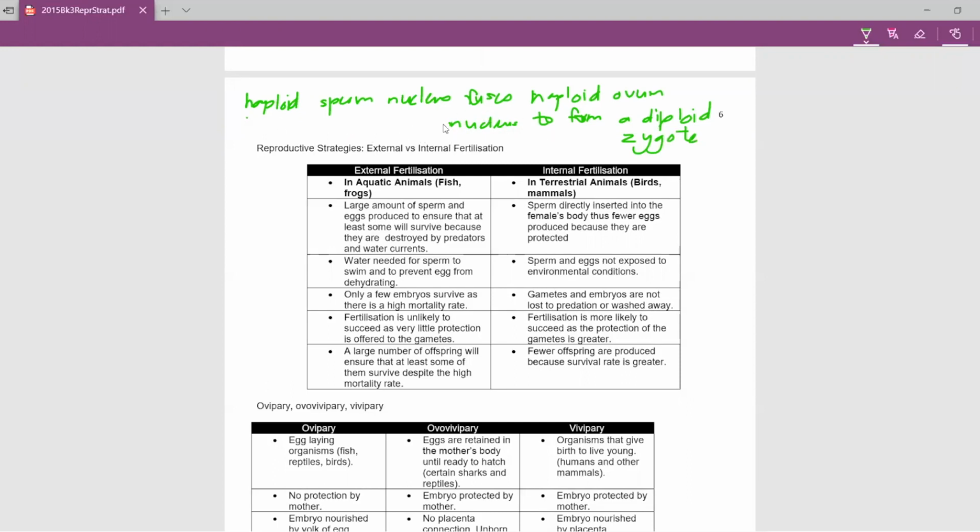Okay, so obviously external fertilization is when the haploid sperm nucleus fuses with the haploid ovum nucleus to form a diploid zygote outside the female's body, and in internal fertilization the zygote will be formed inside the female's body. So please just remember this is the most correct definition for fertilization. Now let's talk about external versus internal fertilization.